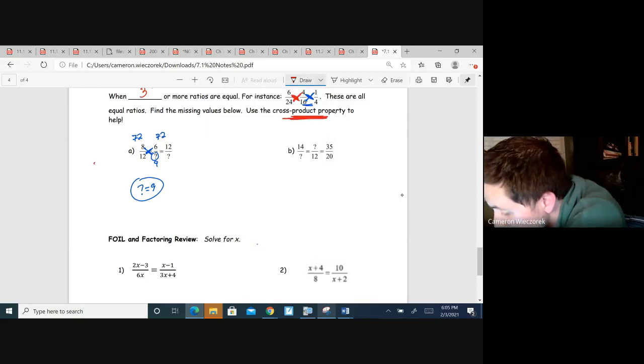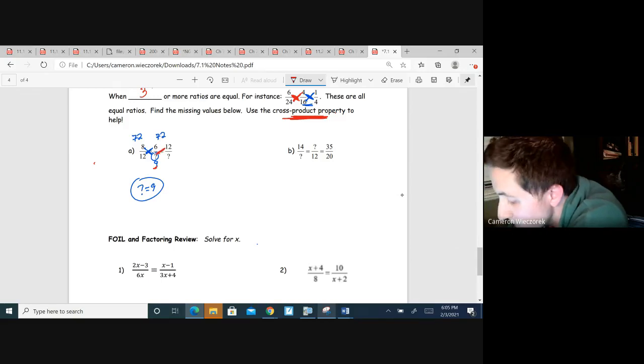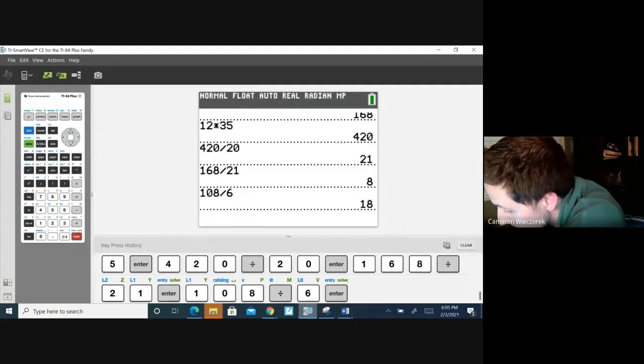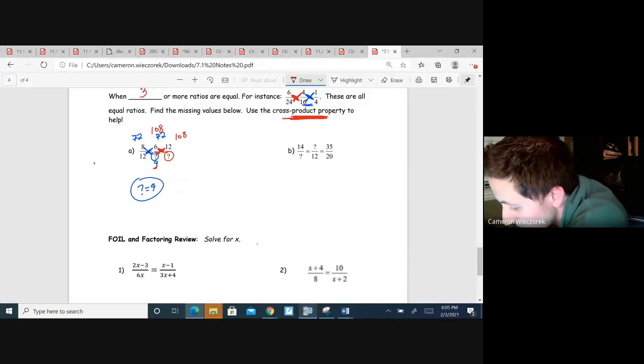The other one, now that I know this is 9, I can do these two. 12 times 9 would be 108. That means I need these two: 6 times this question mark needs to be 108. I'm going to divide 108 by 6. I get 18. So the other question mark comes out to 18.